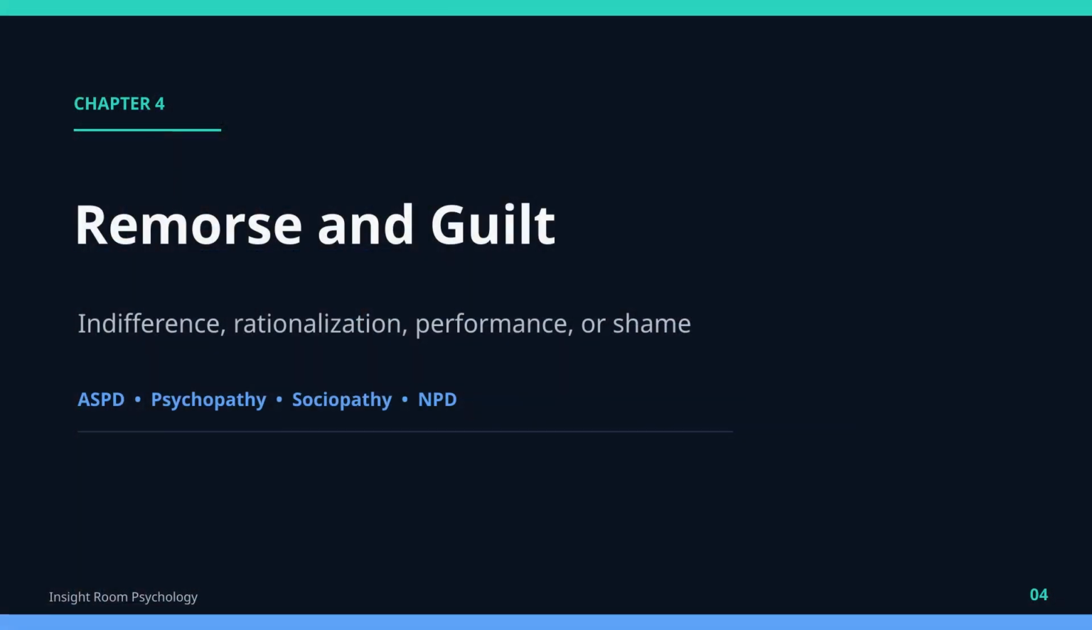Chapter 4. Remorse and Guilt. Now, let's look at remorse and guilt. With ASPD, lack of remorse is diagnostically important. This may show up as indifference, rationalization, blaming the victim, or minimizing the harm.